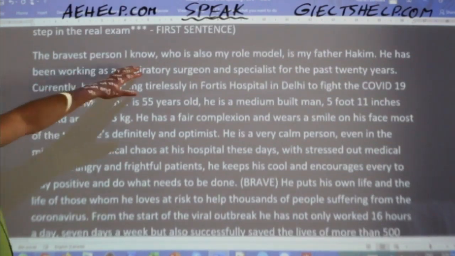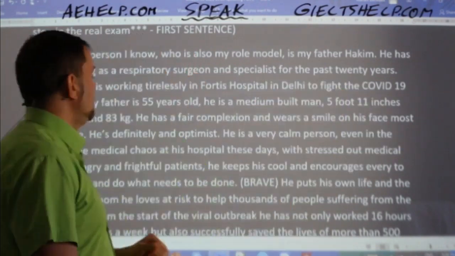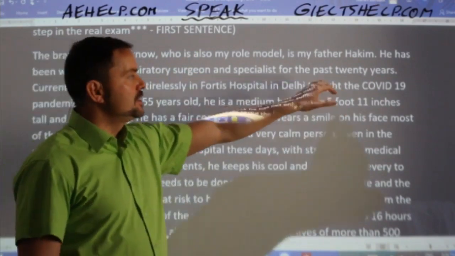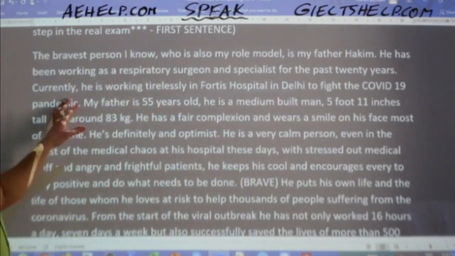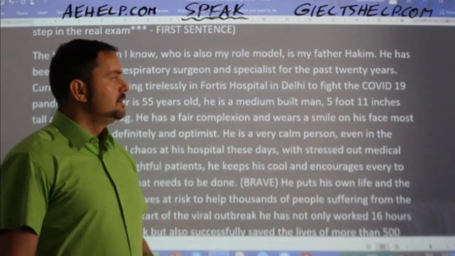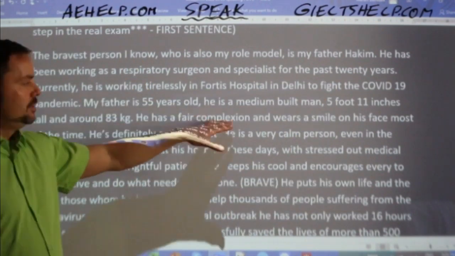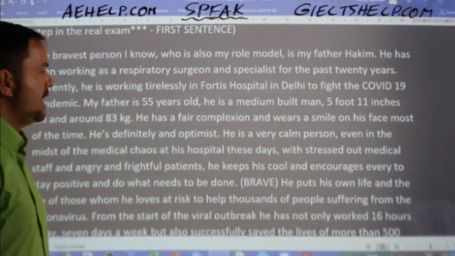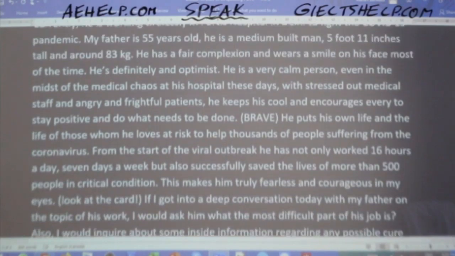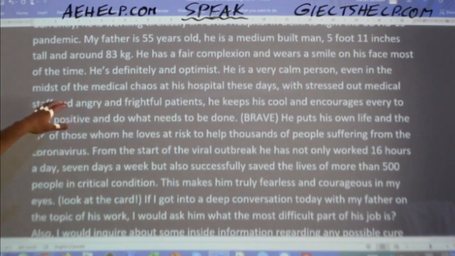The bravest person I know, who is also my role model, is my father, Hakeem. He has been working as a respiratory surgeon and specialist for the past 20 years. Currently, he is working tirelessly in Fortis Hospital in Delhi to fight the COVID-19 pandemic. My father is 55 years old. He is a medium-built man, 5 foot 11 inches tall, and around 83 kilograms. He has a fair complexion and wears a smile on his face most of the time.